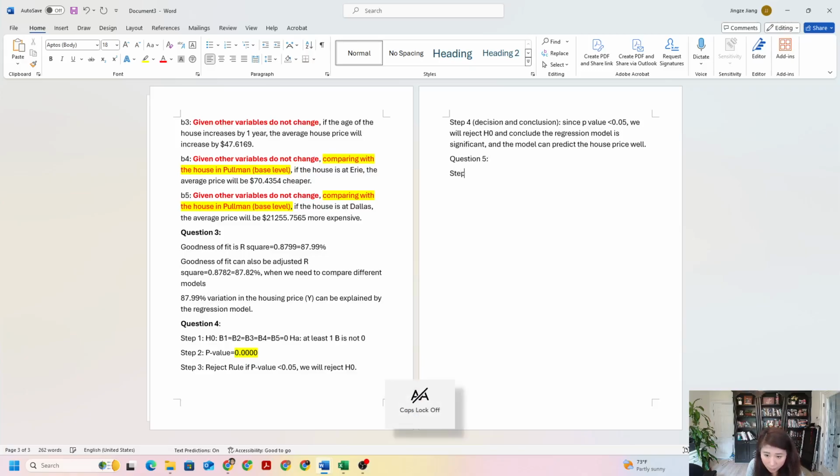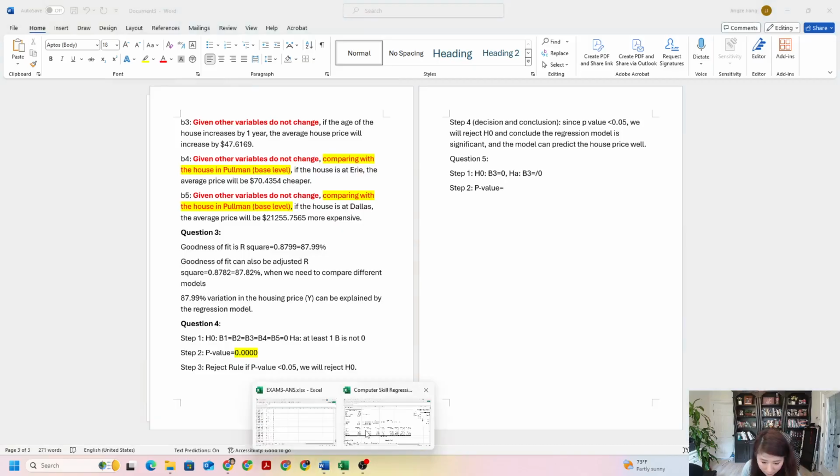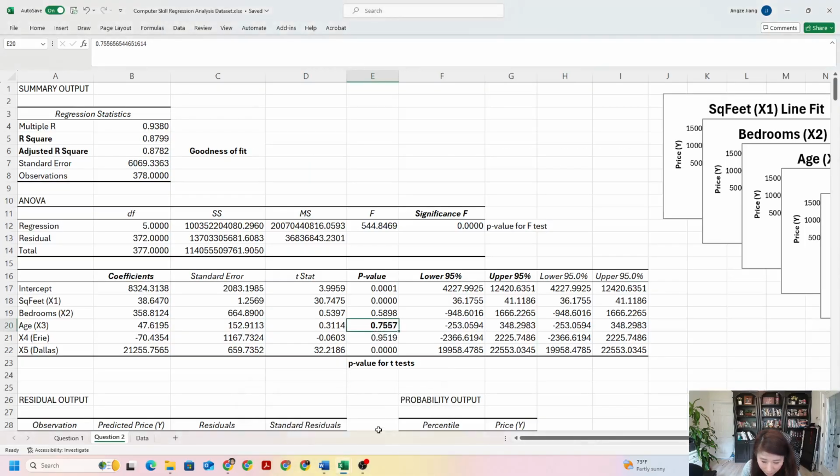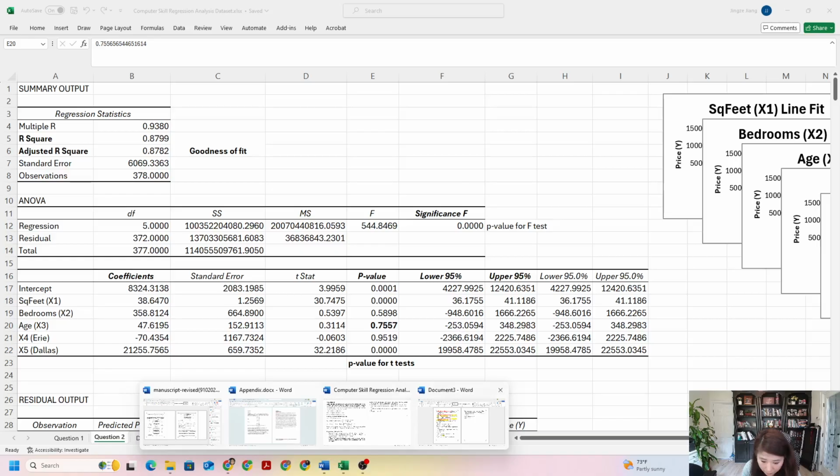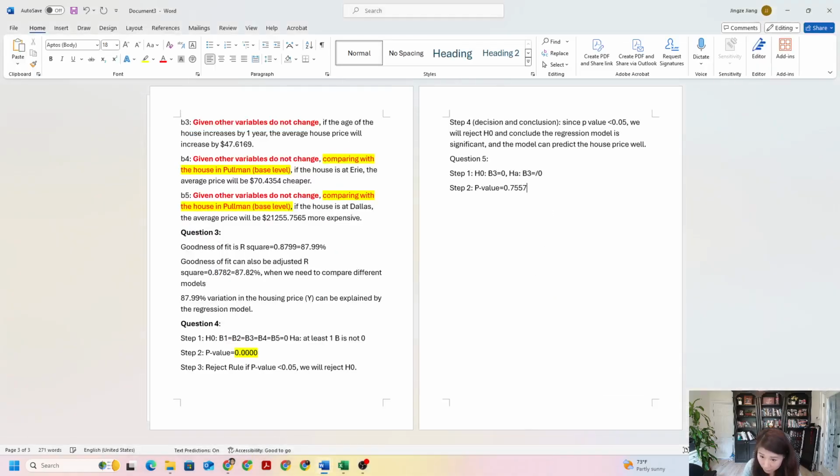Step number 1, write down your hypothesis. For H0, since we are testing x3, we are testing B3 equal to 0. And the alternative hypothesis will be B3 not equal to 0. Step number 2, what is the p-value? We just learned where to find it. Let me go back: the p-value in this case is equal to 0.7557.